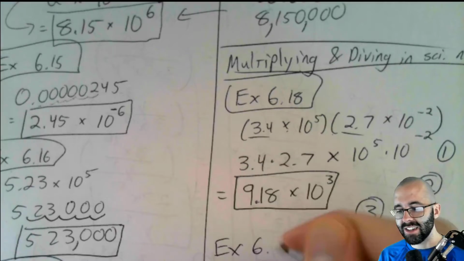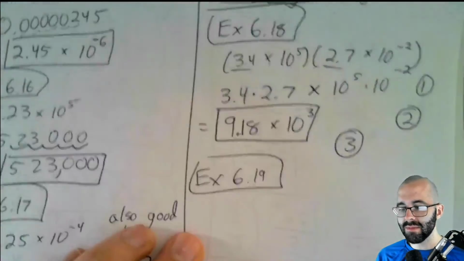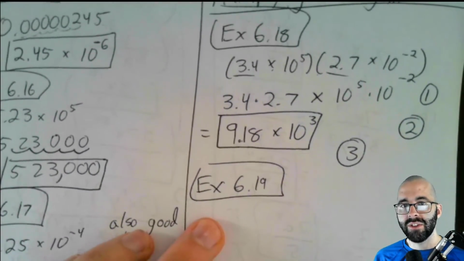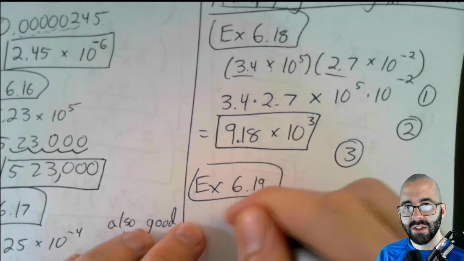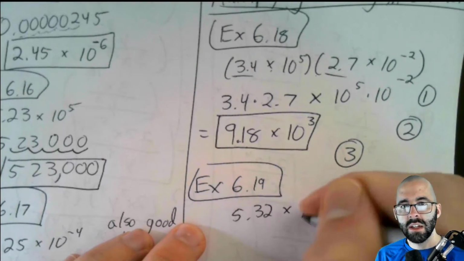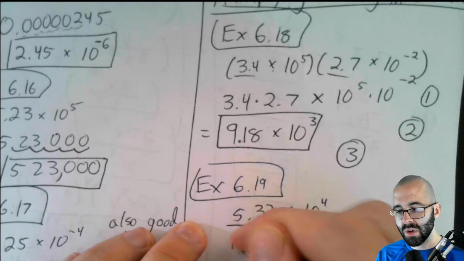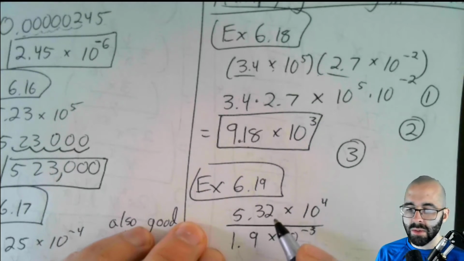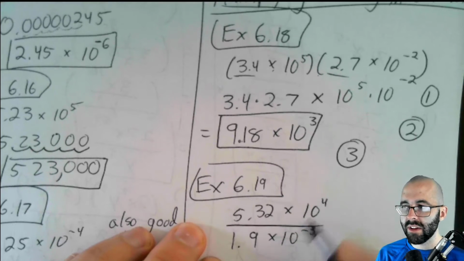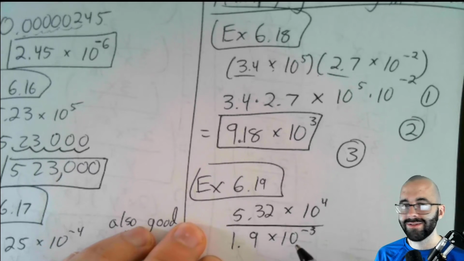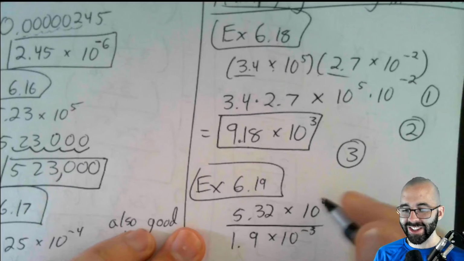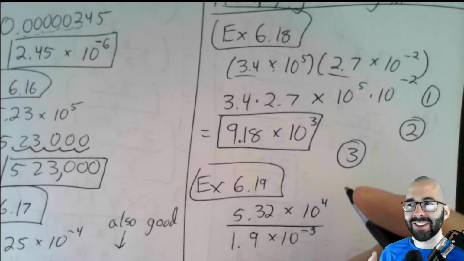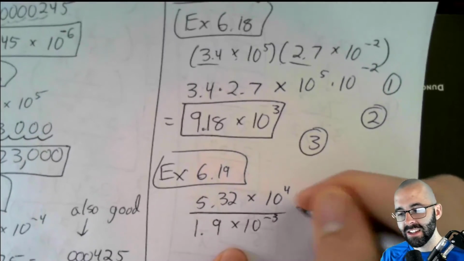Let's do example 6.19. Okay, so divide and write your answer in scientific notation. 5.32 times 10 to the 4th divided by 1.9 times 10 to the negative 3. Just like before, divide the a values and then divide the scientific part. That's not the technical term. We'll divide the 10 parts. Also not the technical term, but it gets the idea across.